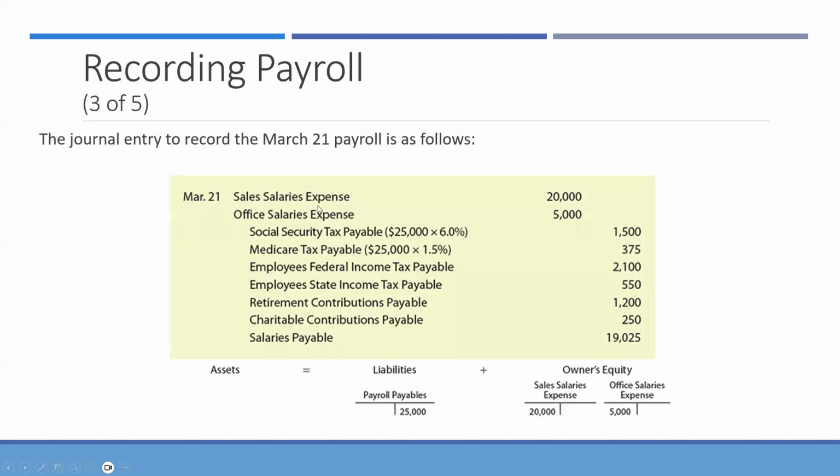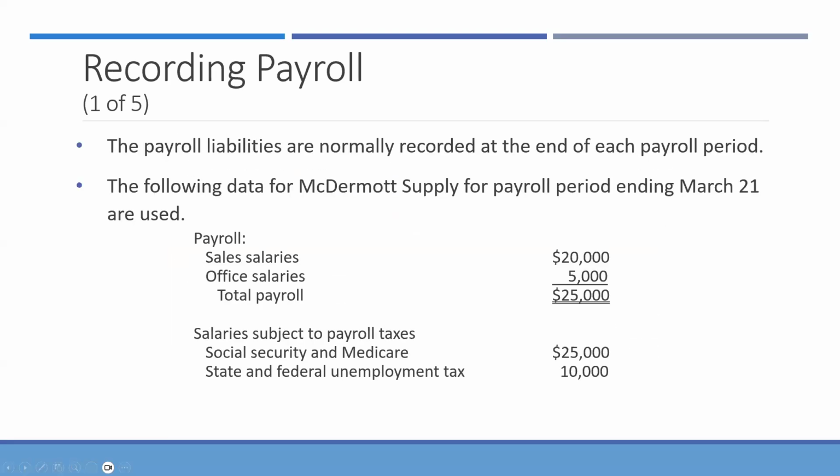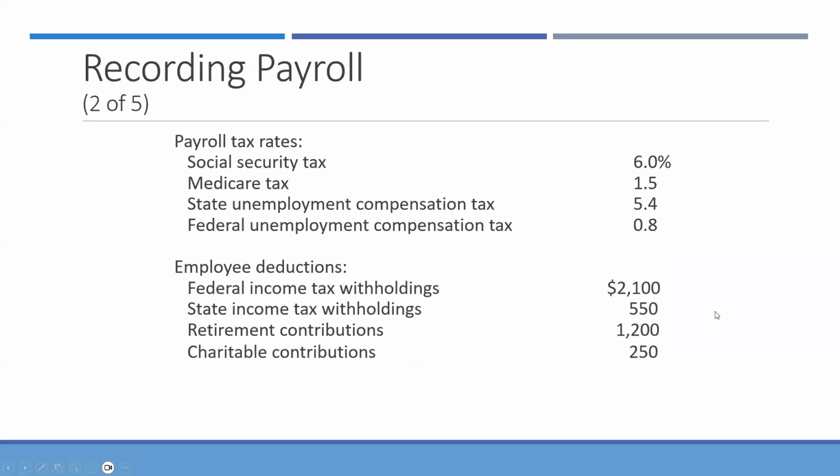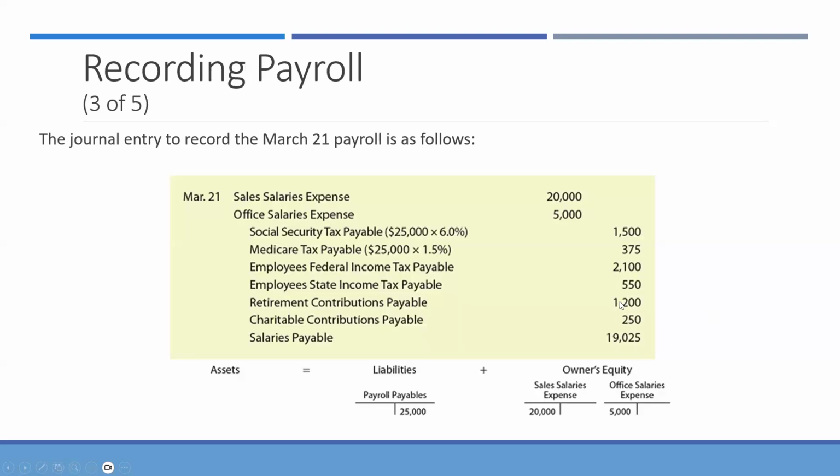And so we take our sales and office salaries expense. That's the upfront amount. That is this total payroll, that's $25,000 is our expense. And then how we distribute it is different. So the employees are only getting the net pay of $19,025, but that's credited last, right? So we take all our amounts that are specifically called out: 250 for charity, 1,200 for retirement, 550 for state income tax withholding for the employee, federal withholding of 2,100.